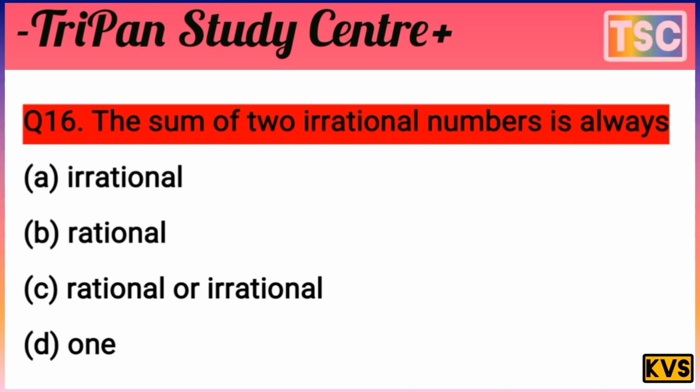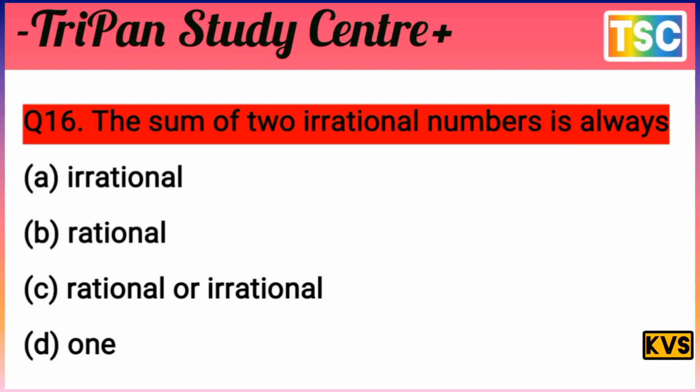The next question arrives here, and it's important. The sum of two irrational numbers is: A, irrational; B, rational; C, rational or irrational; D, none. The question is very similar to the previous one. What is the answer here? First of all, test your knowledge. I give you a few seconds to think of your answer.